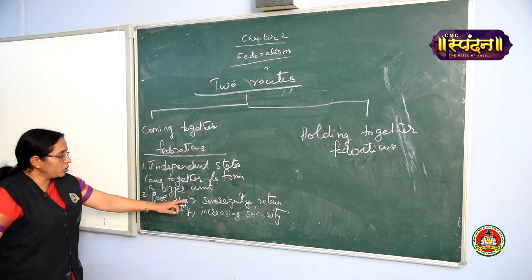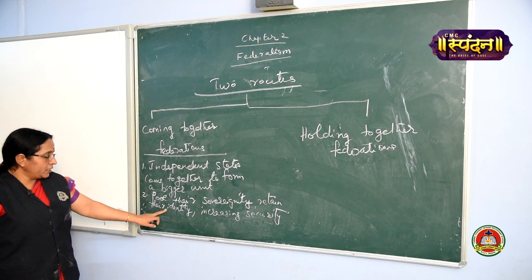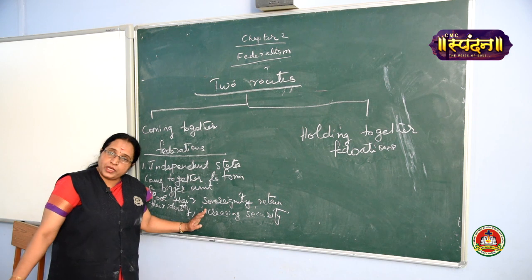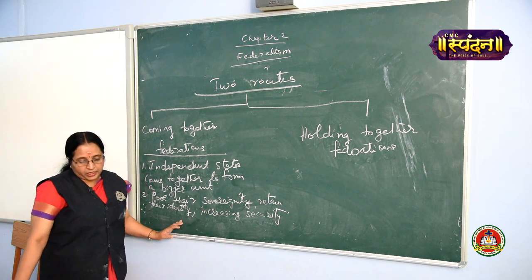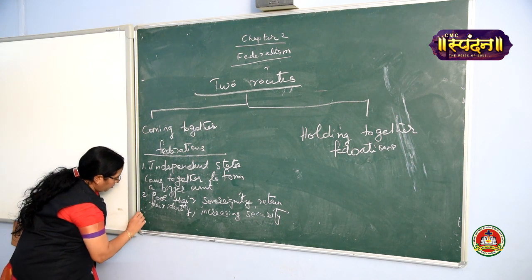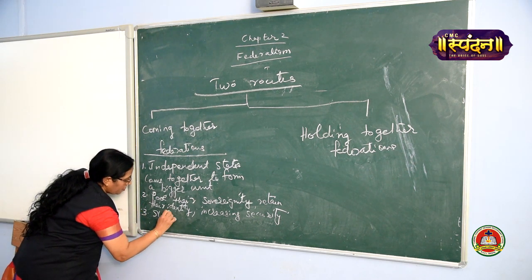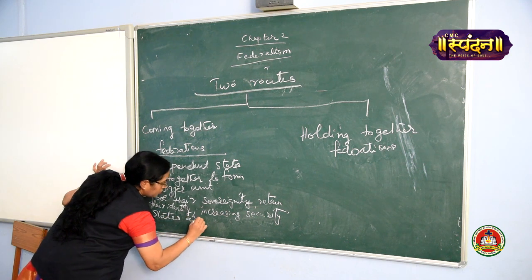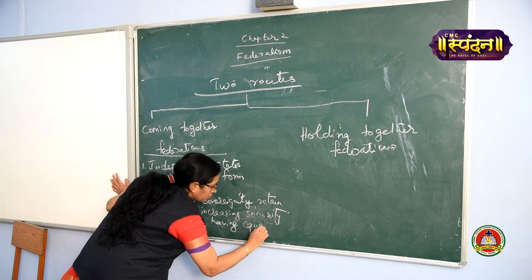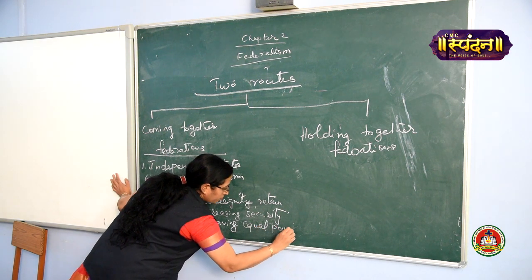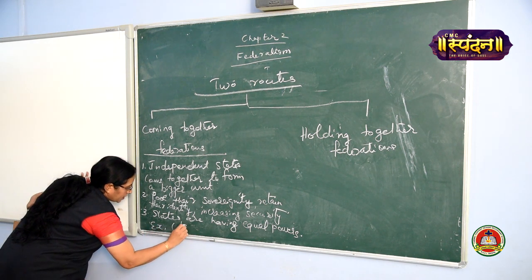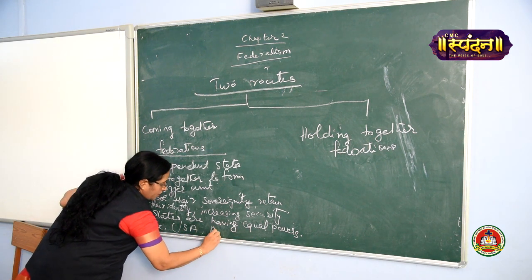See, to pool their sovereignty, retain their identity, and increase security. Why are they doing so? To increase their security. Okay, so here states have equal powers. Example, USA, Australia.